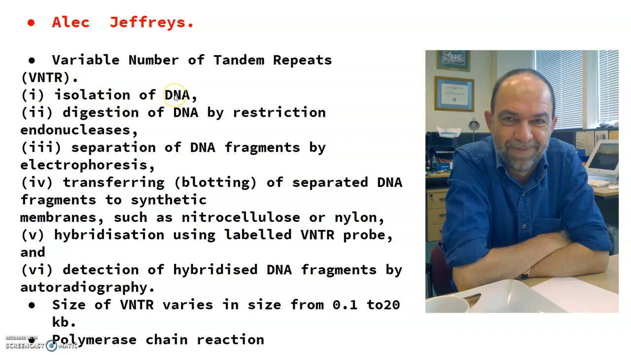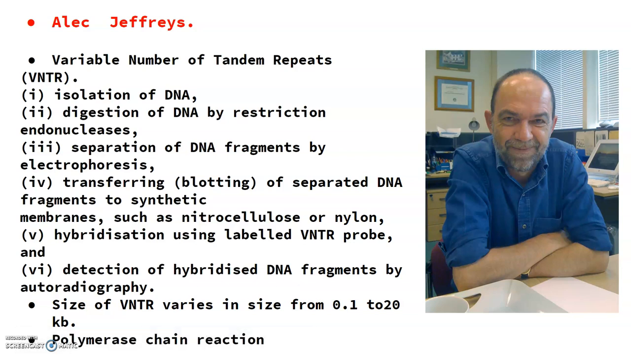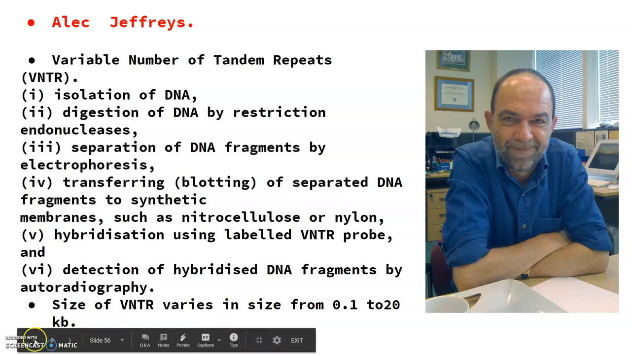So the first step is isolation of DNA, and after that digestion of the DNA is done by restriction endonuclease enzymes, and then separation of the DNA segments takes place by electrophoresis. Then the separated DNA segments are transferred, or blotted, onto synthetic membranes like nitrocellulose or nylon, and then hybridization is done using VNTR probes, variable number tandem repeats, and then detection of the hybridized DNA fragments by autoradiography. So this whole technique is shown in the previous slide. Let's have a look at that.